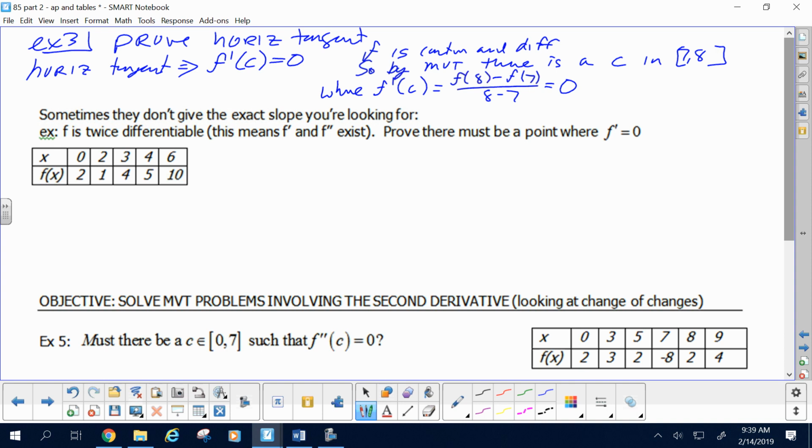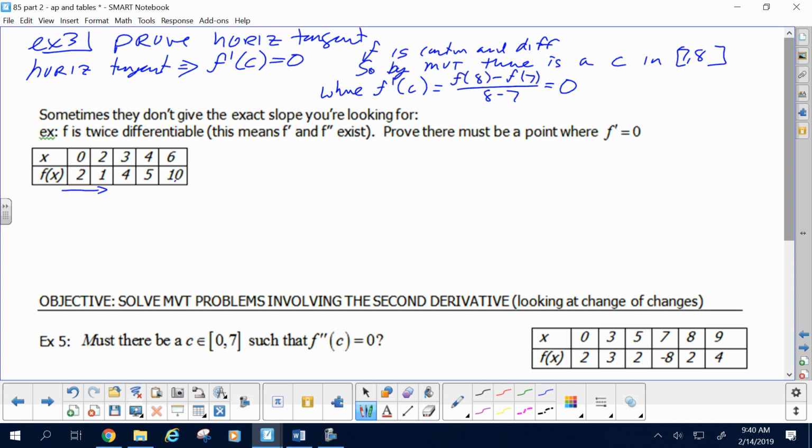Now, if you look at this, there's no place here where the y's are the same. So there's no place that's obvious where it feels like, oh, average rate of change is 0. So it's tempting to say there isn't one because there's no place where the y's are the same. There is, however, a place where the derivative is 0, and you can prove it. Let's talk here.